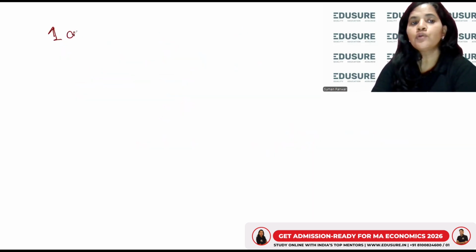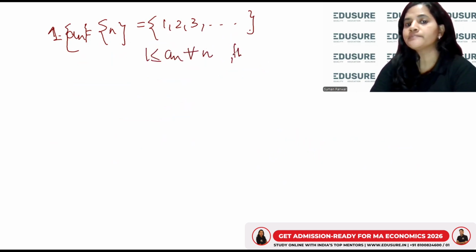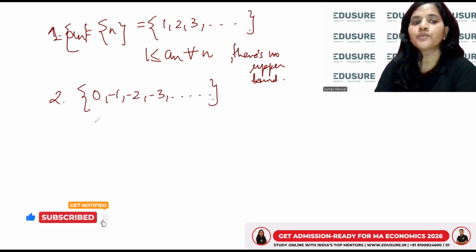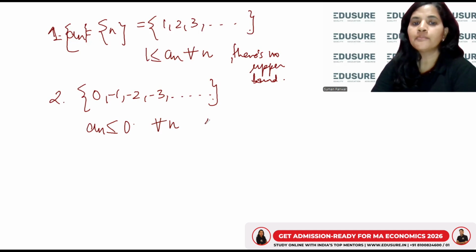Example number one: if you look at the sequence an equals n, what does it mean? It means I have the sequence of natural numbers. You can see that 1 is less than or equal to an for all n, but there is no upper bound, because the sequence is diverging towards plus infinity. In the next example, you can see that an is less than or equal to 0 for all n, but there is no lower bound.